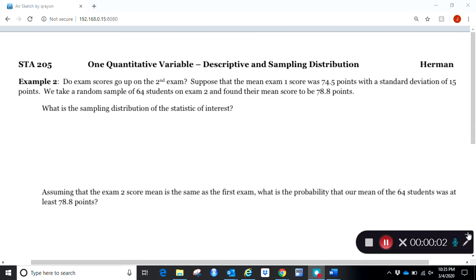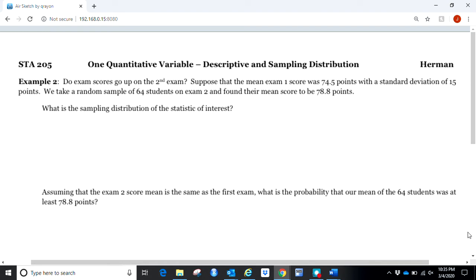In this video, we're just going to do another example of trying to apply the central limit theorem to a problem. So if you'd like, it'd be a good time to try to pause the video and work it on your own first, and then see if our answers match. So we would like to see if exam scores go up on the second exam. That will be useful for us in a little bit.